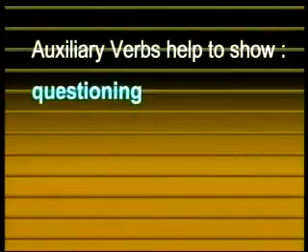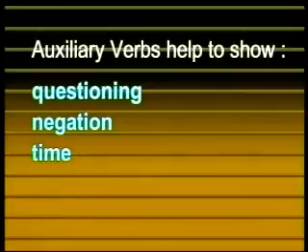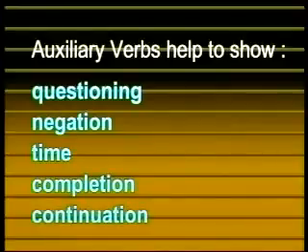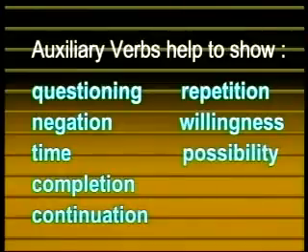Why do we need to use auxiliary verbs in English? English is a sophisticated language, and the verb phrase can convey multiple meanings, such as questioning, negation, time, completion, continuation, repetition, willingness, possibility, or obligation. Yet the number of verb forms is limited. By using auxiliaries, we can get more out of our verb.